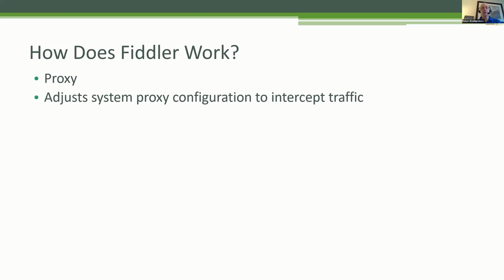So how does Fiddler work? Fiddler's what's called a proxy. So it's going to sit between the client and the server, watching the HTTP or HTTPS conversation. What it does on Windows is adjust the Windows proxy configuration so it can intercept traffic. So let's take a look at what that would look like.